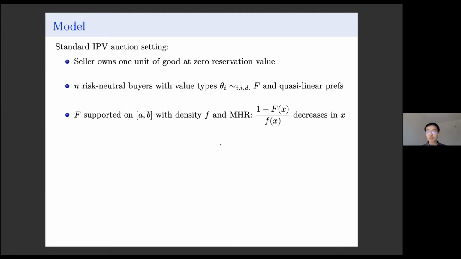The common distribution F will be assumed to have an interval support and a density that satisfies the monotone hazard rate condition. Specifically, the inverse hazard rate that I'm highlighting on the slide should be decreasing in the type. This is slightly stronger than the usual regularity assumption, which requires the virtual value, which is x minus the inverse hazard rate, to be increasing in the type. But monotone hazard rate is still satisfied by a lot of distributions, in particular, any distribution with a log concave density.